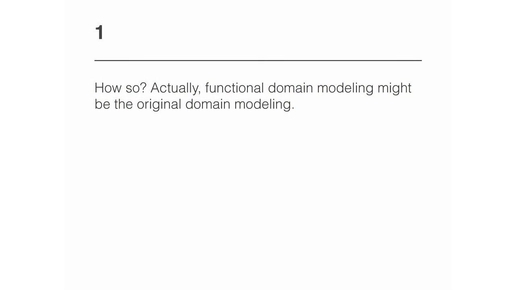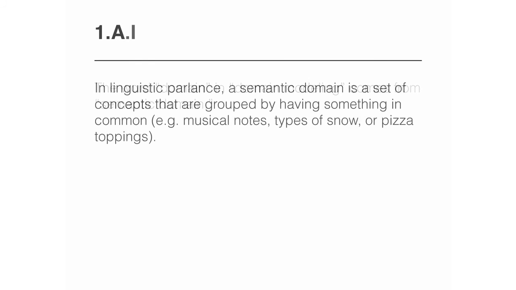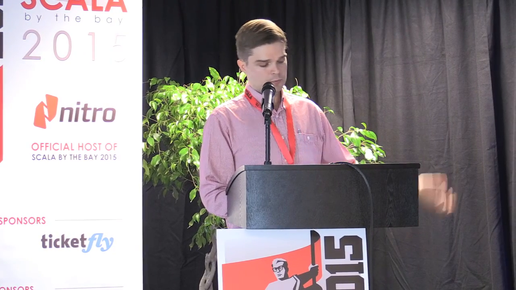So how is it that they're compatible? Well, for one thing, as a historical note, functional domain modeling may actually be the original kind of domain modeling. The word domain comes from semantic domain. And in linguistics, a semantic domain is a set of concepts that are grouped by having something in common or some kind of natural category, like types of snow, chess moves, musical notes, etc.